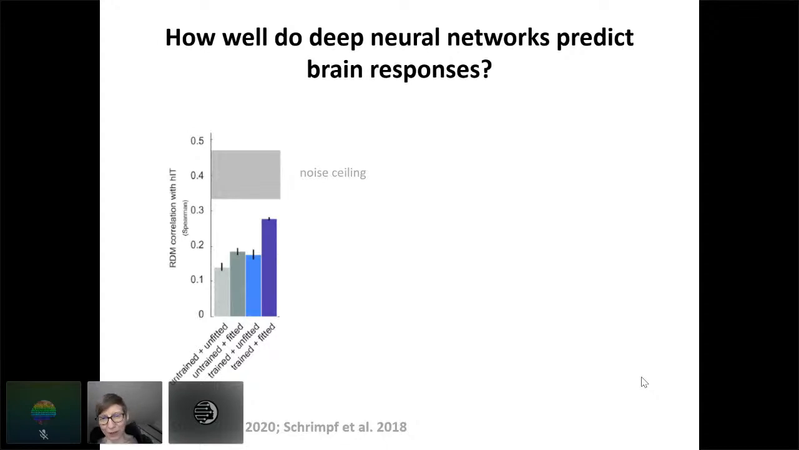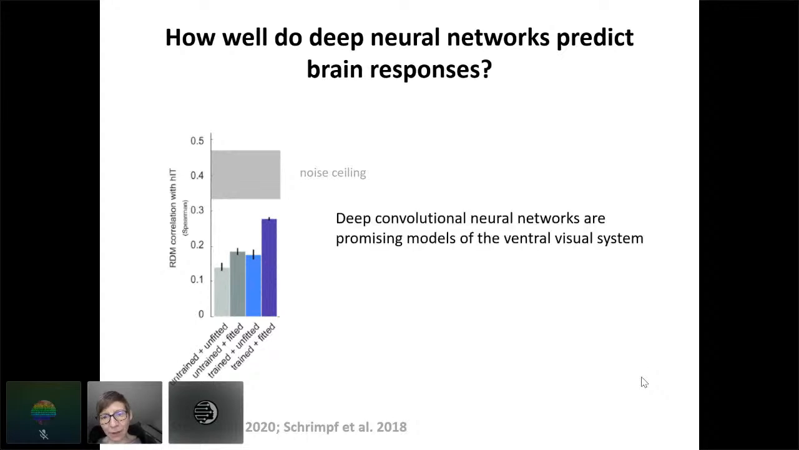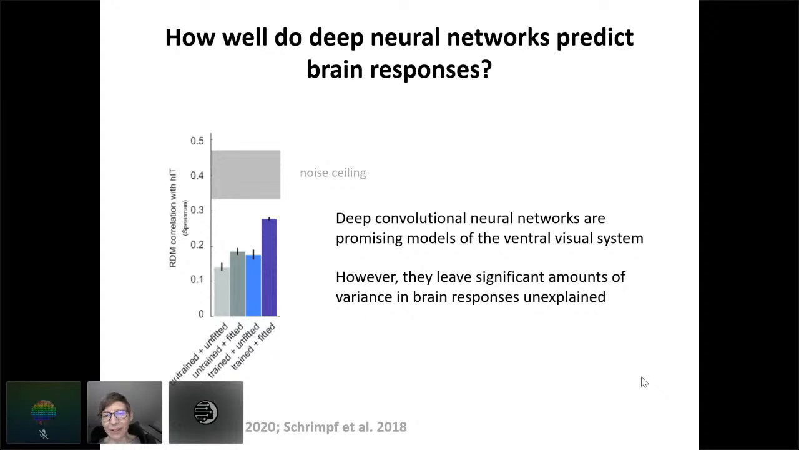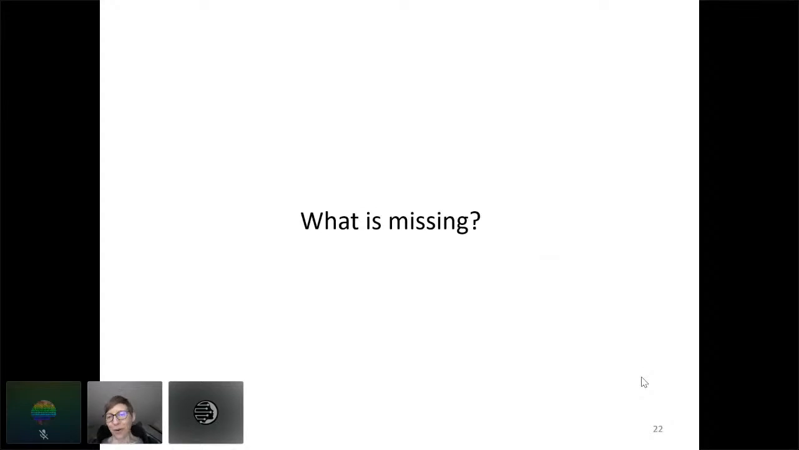We see that training plus fitting yields the best results, but there are two main points to make here for all these different versions. The first one is that they do explain significant amounts of variance in the brain responses. So these deep convolutional neural networks are definitely promising models of the ventral visual system. However, we also see they do not reach the noise ceiling. That means they leave significant amounts of variance in brain responses unexplained. That's an important point because that's where we want to make improvements. And that yields the question, what is missing from these models?